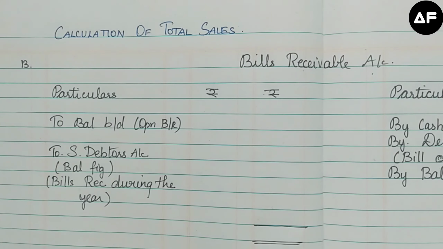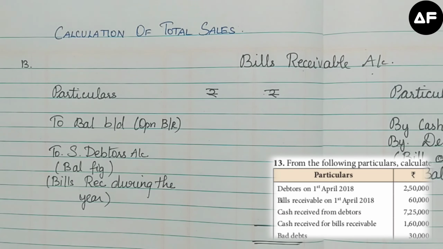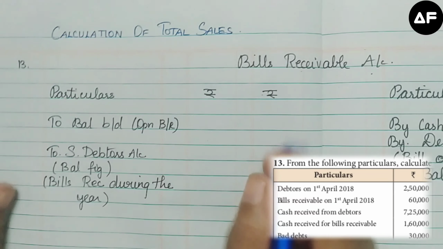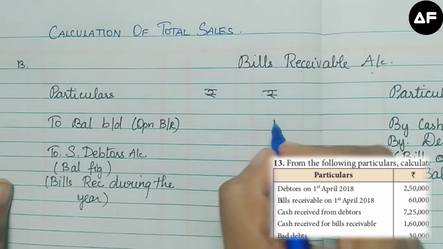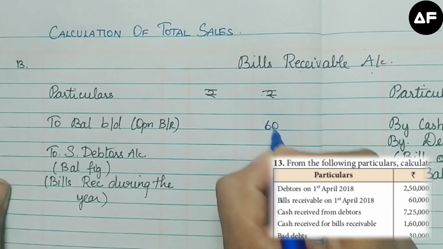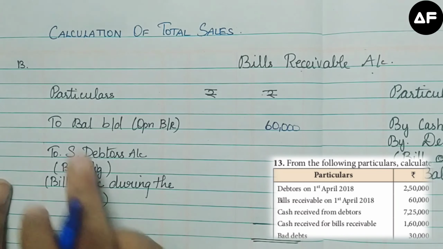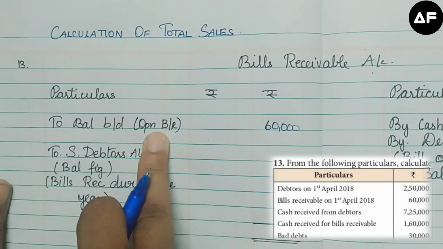So the first item is debtors on 1st April 2018. So that doesn't relate to bills receivable. Secondly, bills receivable on 1st April 2018 is the opening balance of bills receivable. So go to the debit side of the bills receivable account and write 60,000. So balance brought down, the opening bills receivable is given as 60,000.